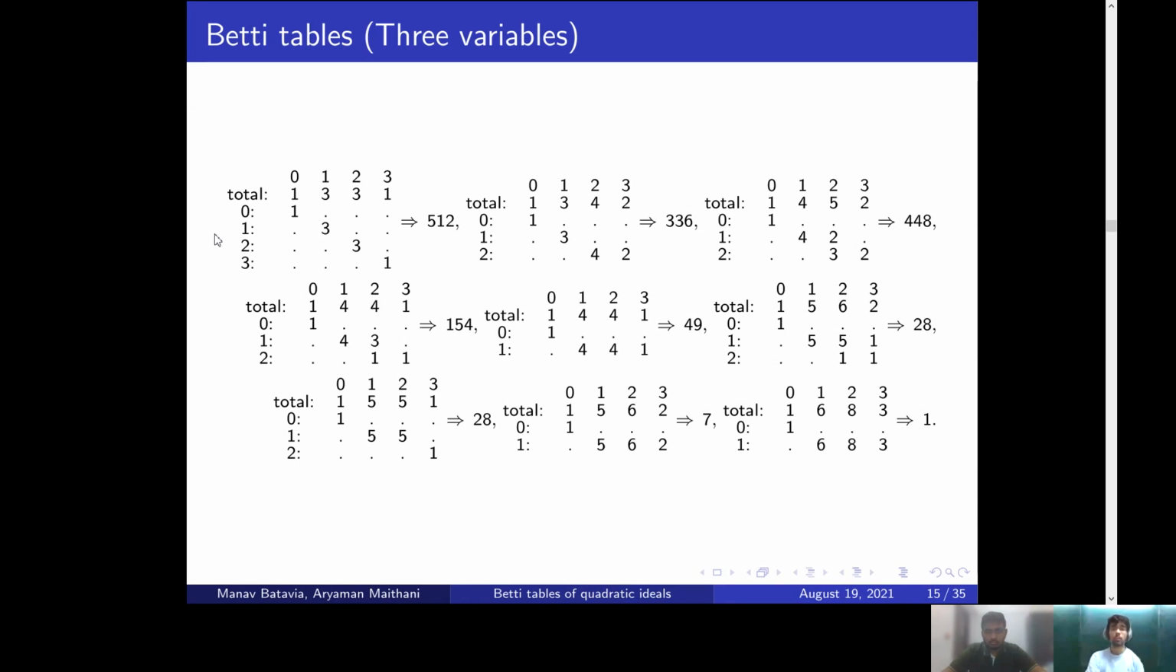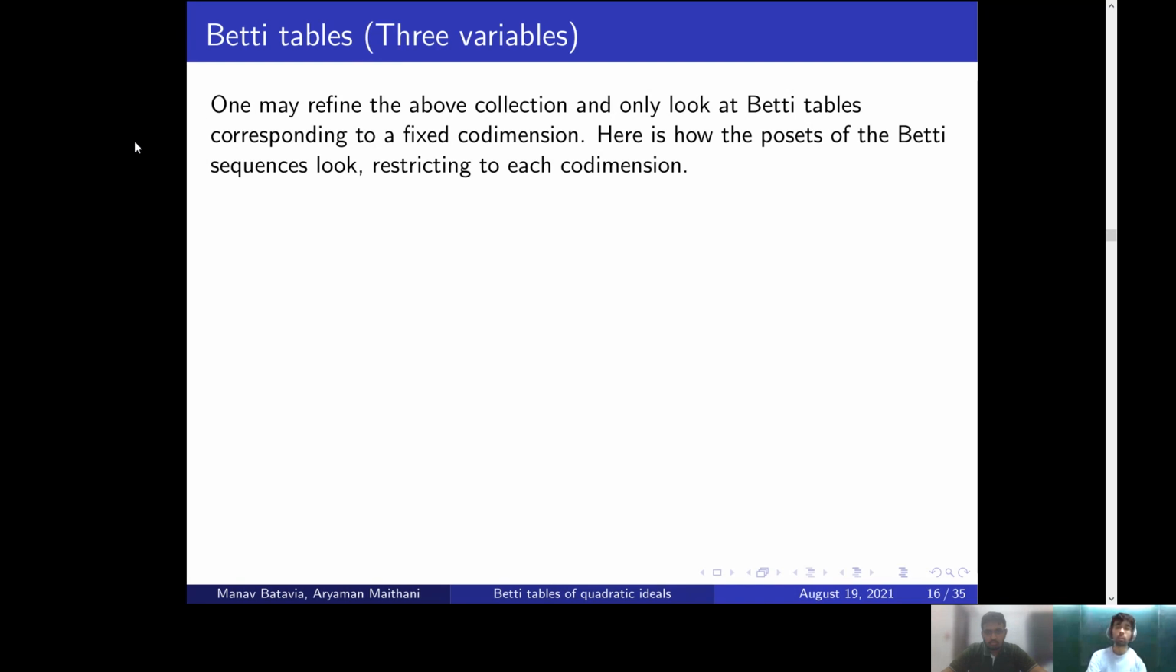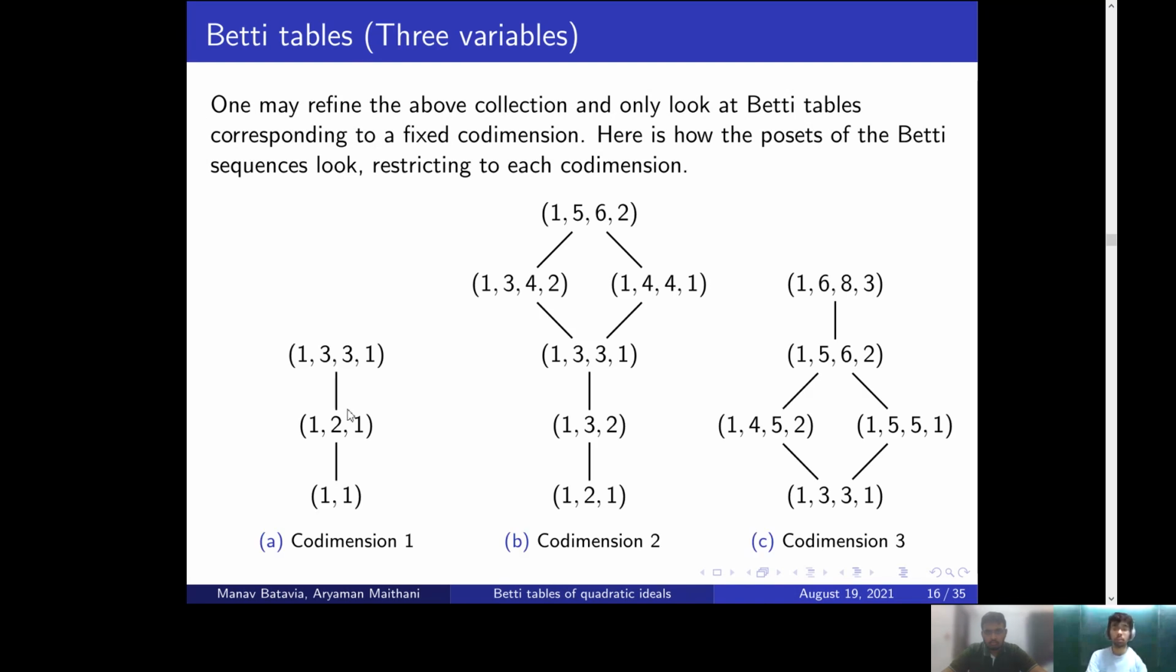After looking at these Betti tables, we can now fix the codimension. Given any ideal, it has a codimension, and we can look at the Betti tables corresponding to each codimension. So we get something called the Hasse diagram of these posets. These are diagrammatically depicted, where if there is a line between two ideals, between two sequences, the one above is greater than the one below. So this is a poset. For example, these two sequences here are not comparable. And whenever there is comparability, we have a line between them.